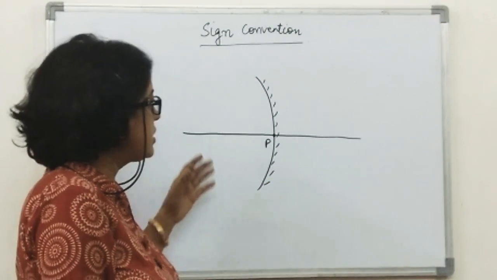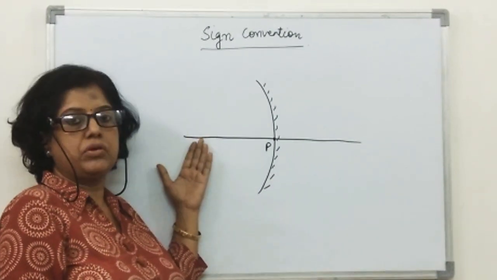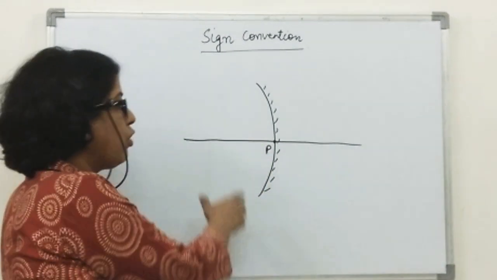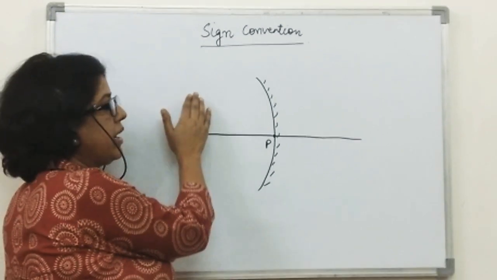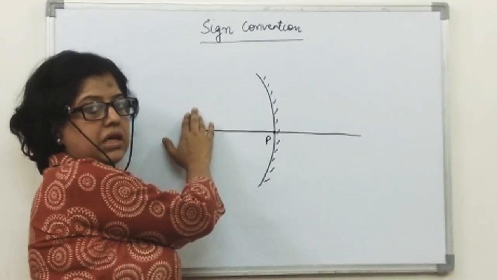First convention is that we always take the object to the left of the mirror. You always draw this on the ray diagram. So many ray diagrams you've drawn till now, we've always drawn the mirror in this direction and the object we have taken to the left side of the mirror. This is one of the conventions that we take.